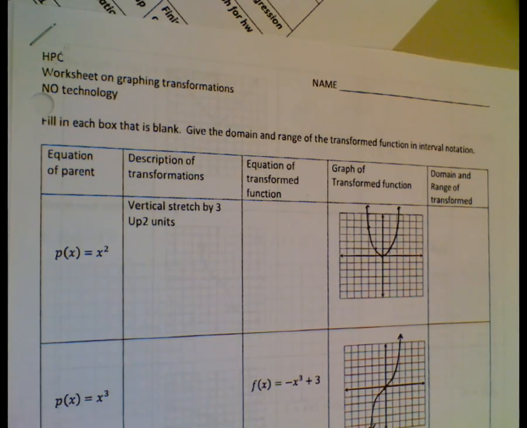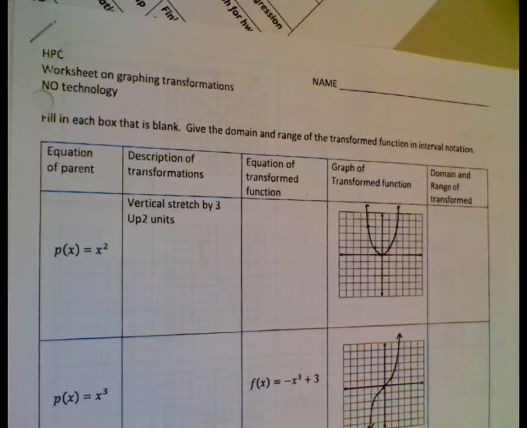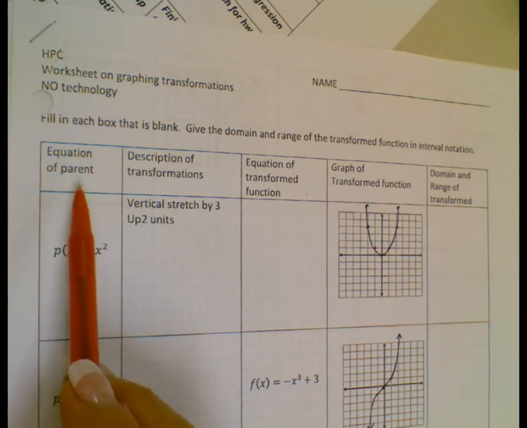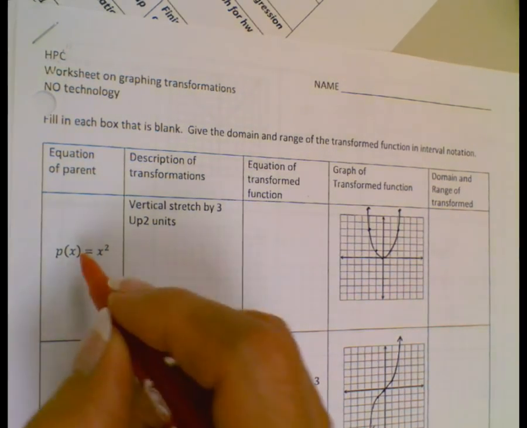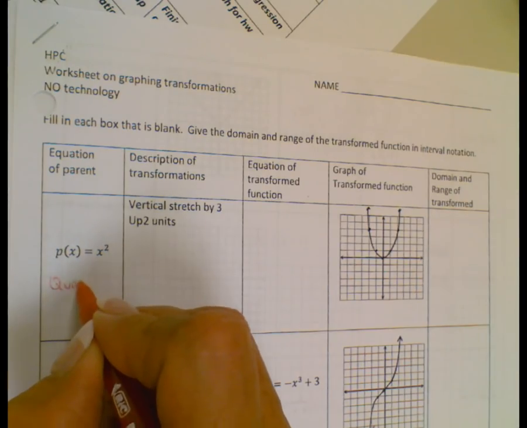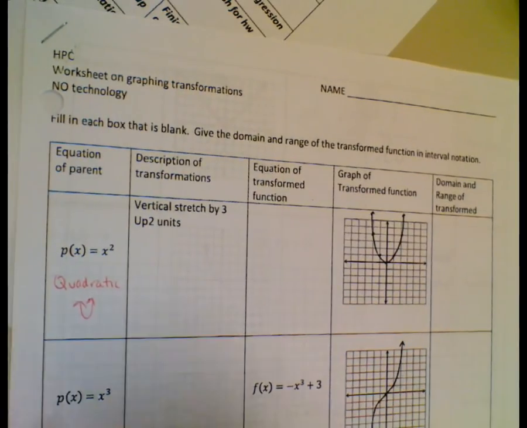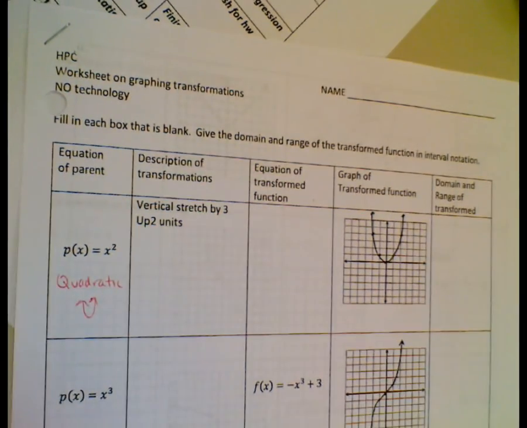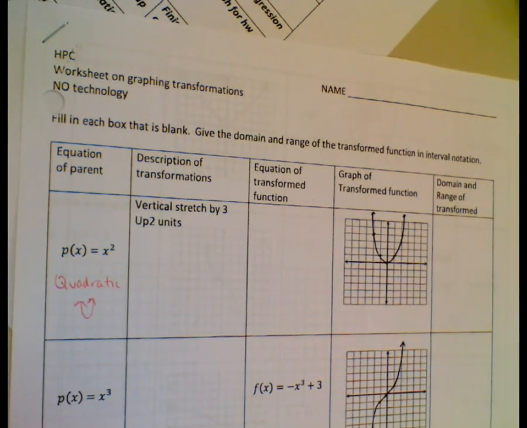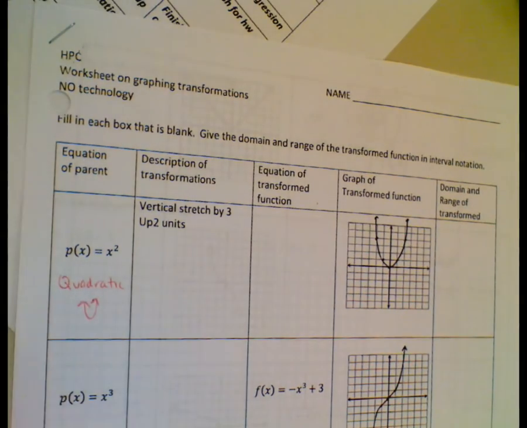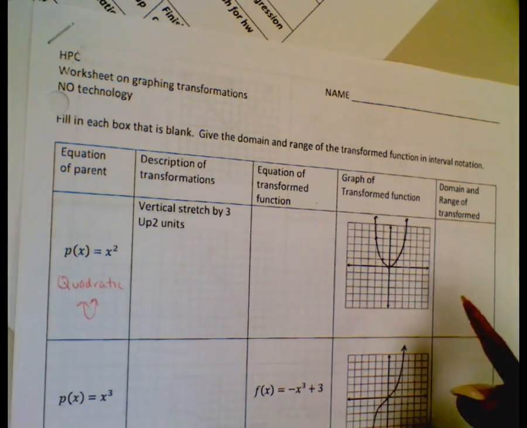Okay, so has everyone got this out? Here we go. So this first equation of the parent graph is p of x equals x squared. This is quadratic, right? Does everyone know what quadratic looks like? It's a U. Okay, so if you look at your notes, you should have 5 key points. Or look at someone's parent graph at the board. Find the quadratic one. There's 5 key points on this one.